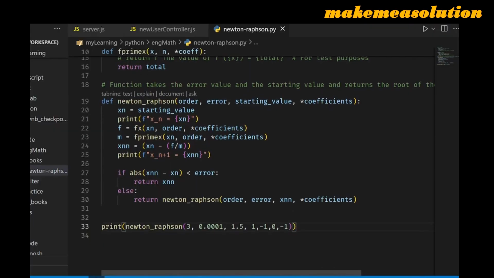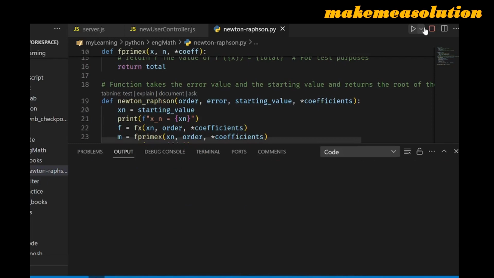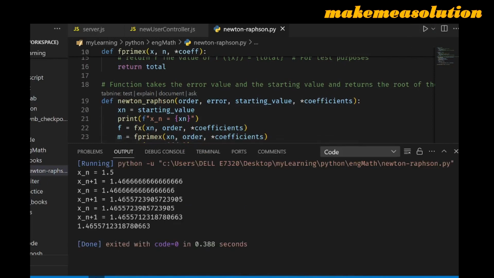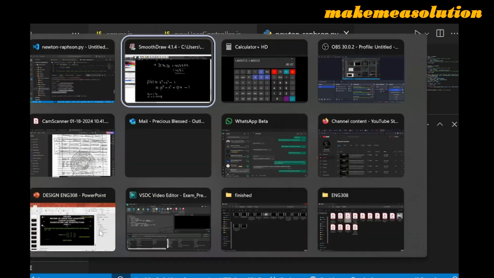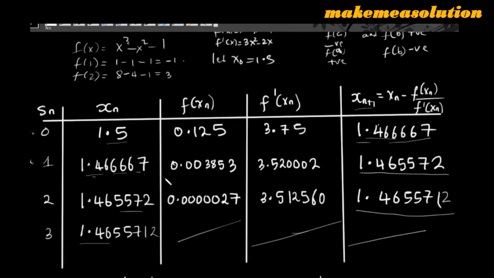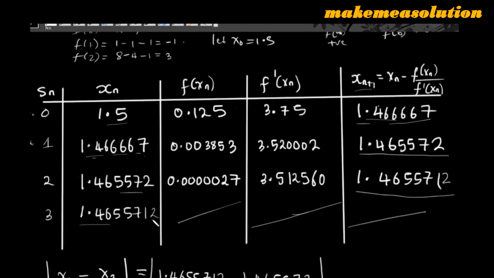So by the time I try to print the answer of this function, you will discover that this is what we got. Okay, so this is what we got. As you can see, it is almost the same with what I calculated, 1.465571, okay, approximately 1.4655712. So that was where we stopped at when we were calculating on our table.